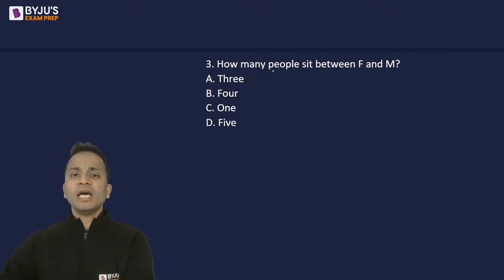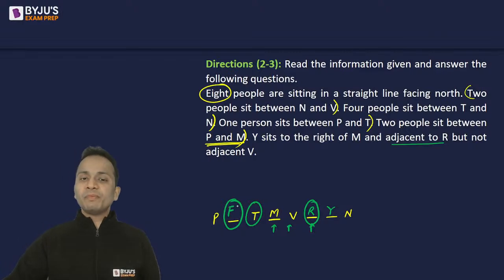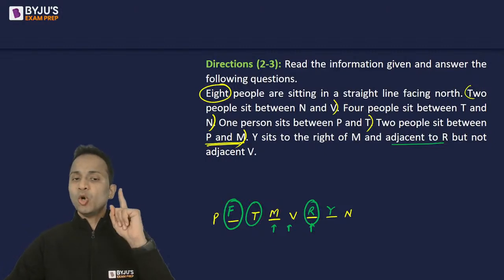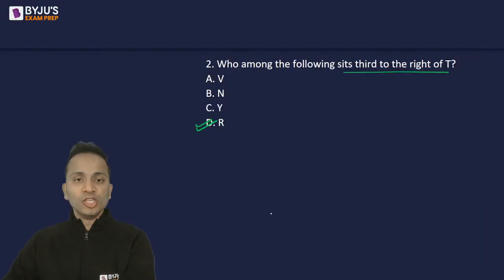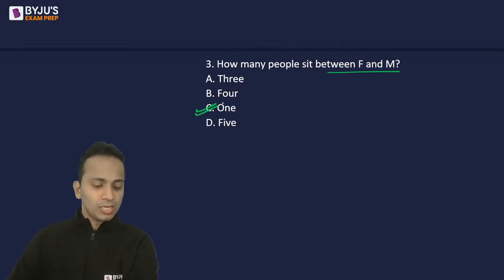Question number 3, how many people sit between F and M? Now F, right now F is not seated. So obviously at this vacant chair, F must be sitting. How many people sit between F and M? It will be only one. So only one person sits between F and M. Correct answer will be option C.